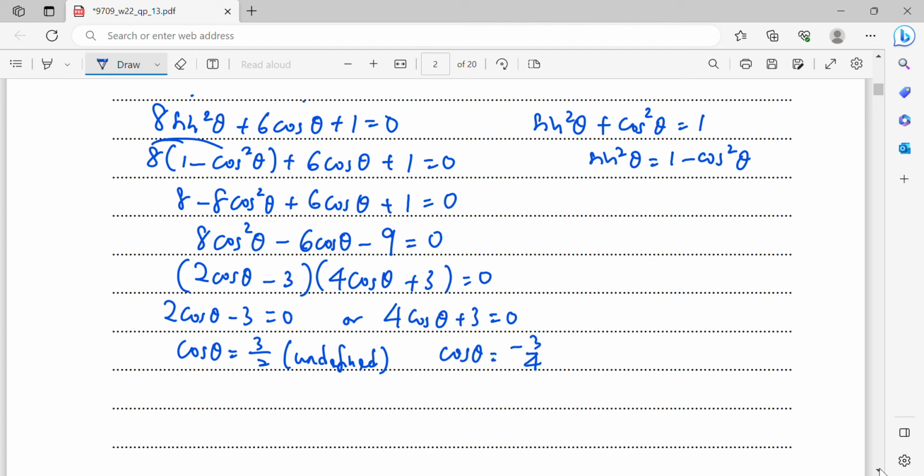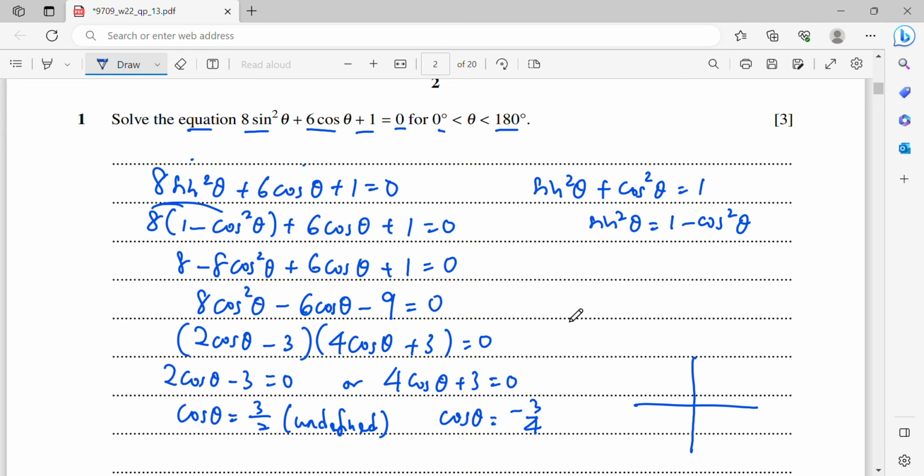So now, draw the quadrant. Now, before we decide where is the angle, let's look at the interval first. The interval is between 0 to 180 degrees, which means it's the first two quadrants. And now you are getting cos theta is a negative value. So it must be in the second quadrant, alright? So then this is our value.